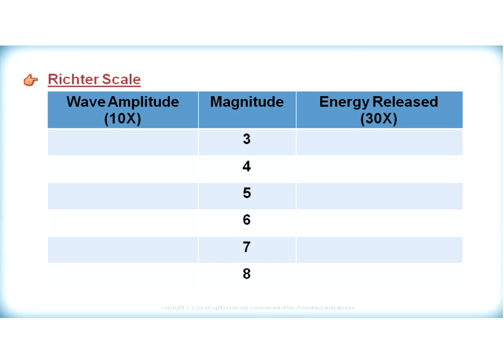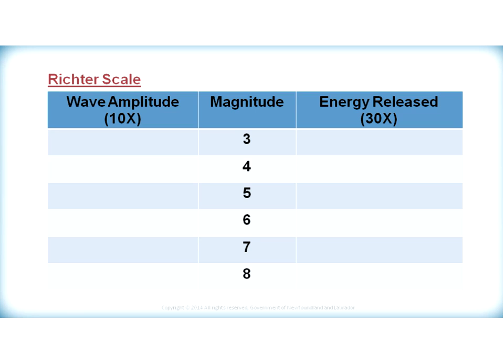Let's look at the Richter scale and have a look at the 2 ways the Richter scale can be represented. One is by wave amplitude, which increases 10 times for every increment of 1. And the second is energy released, which increases 30 times for every increment of 1. So if we look at several different magnitudes of earthquakes, the energy released is represented as follows.